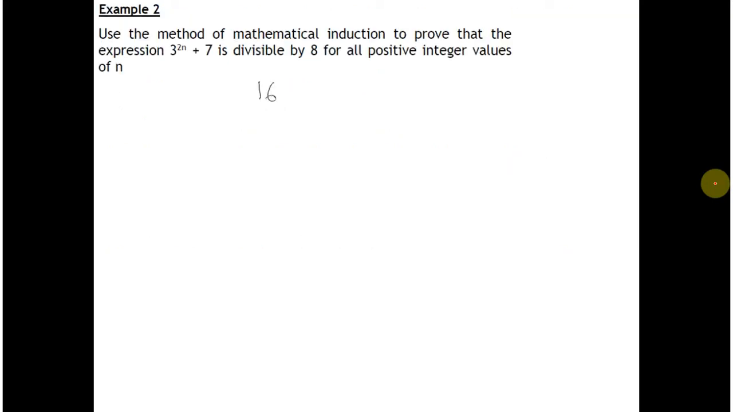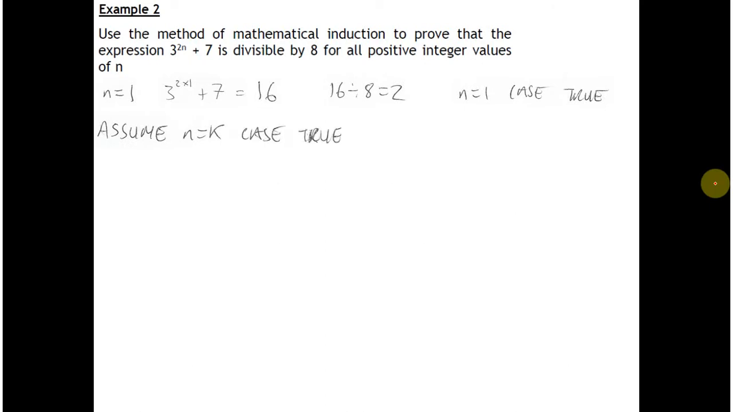So in this case, we want to use the method of mathematical induction to prove the expression 3^(2n) + 7 is divisible by 8 for all positive integer values of n. So look at the n equals 1 case. 3^(2×1) + 7 is equal to 16. And 16 divided by 8 is 2. So when n equals 1, the function is divisible by 8, and so the n equals 1 case is true. We then assume that the n equals k case is true, so that 3^(2k) + 7 is divisible by 8. And then we look at the n equals k plus 1 case.